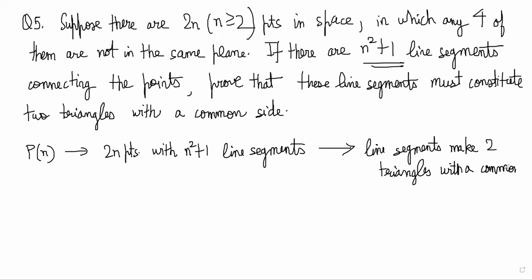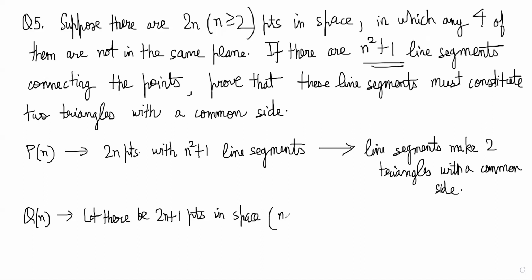Okay. Now we will make a similar statement, but companion proposition Q of n. This Q of n proposition is this: let there be 2n plus 1 points in space. Same condition, no four of them are coplanar.